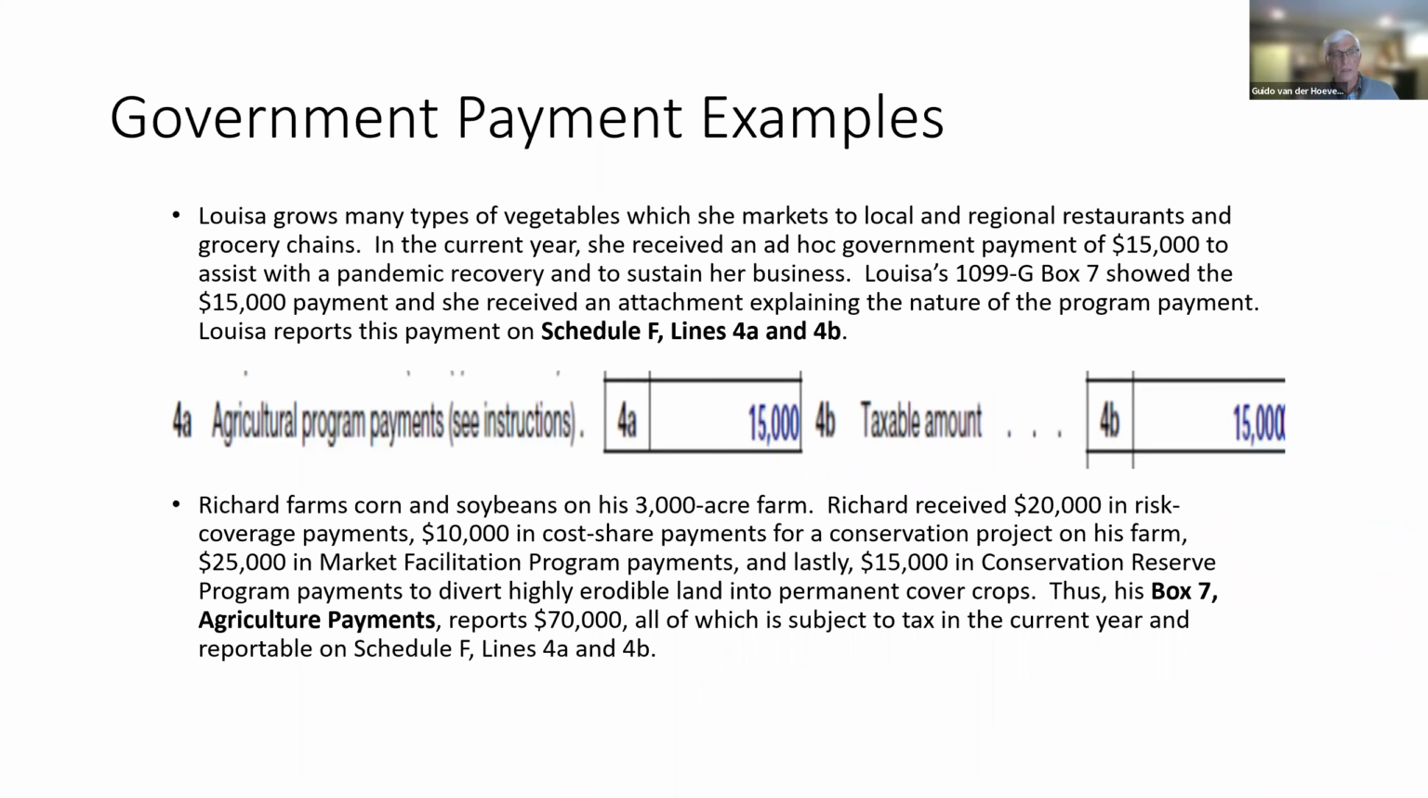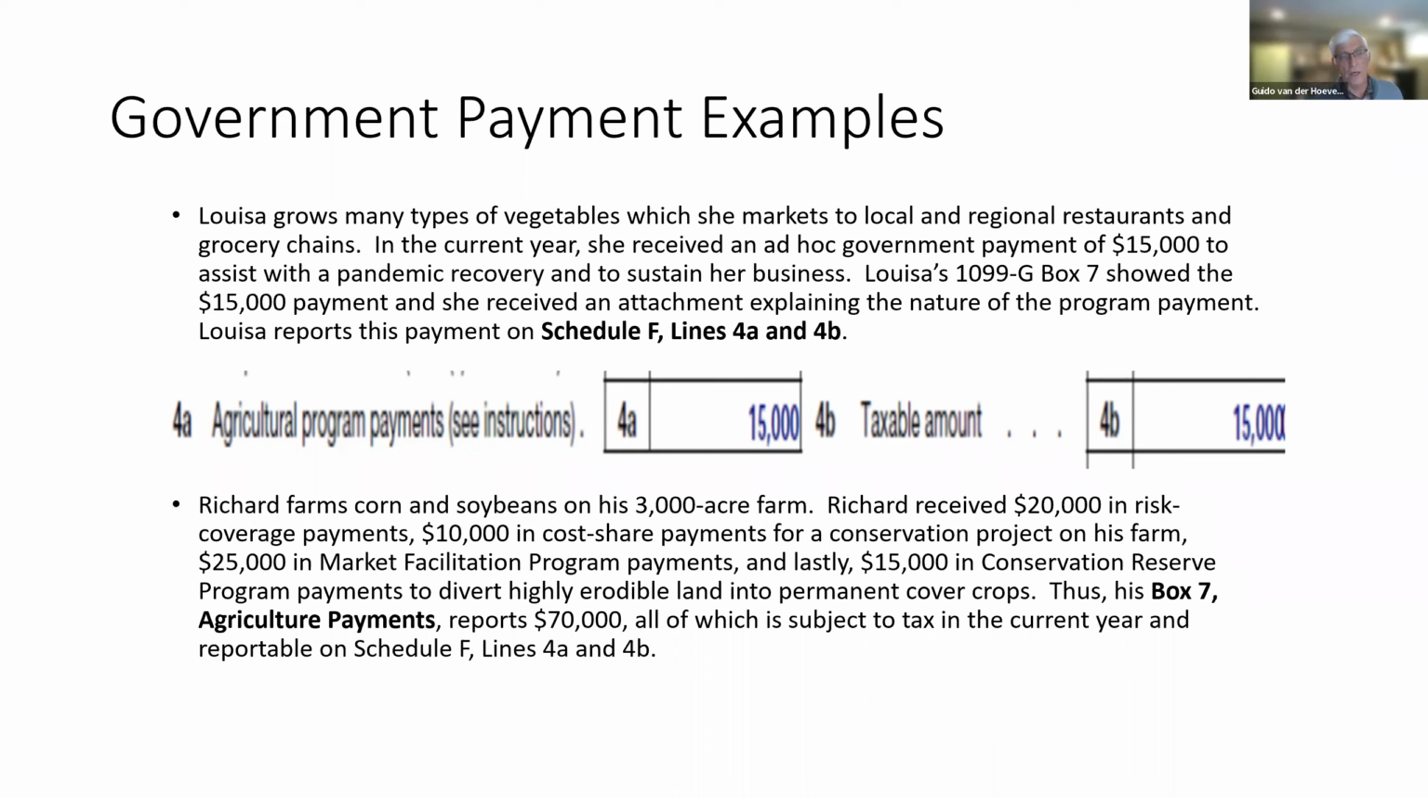Here we've got some individuals and examples here. Louisa grows some vegetables. She markets those for local and regional restaurants. The current year, she receives an ad hoc government payment of $15,000, and this was in the pandemic recovery, and it also was to sustain her business. Her 1099-G, box 7, is going to show the $15,000 payment, and then she needs to report that, as you can see illustrated here on 4A and 4B, that $15,000.